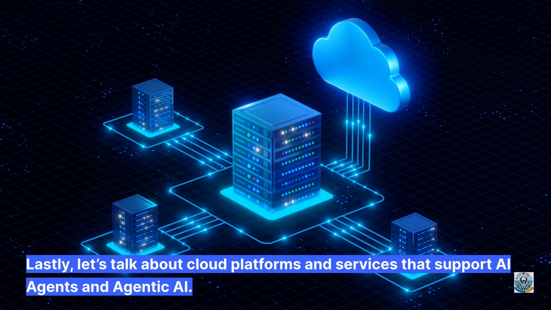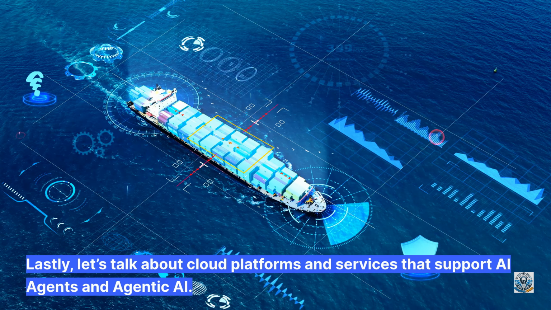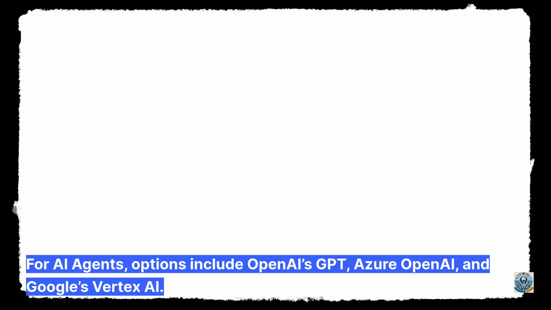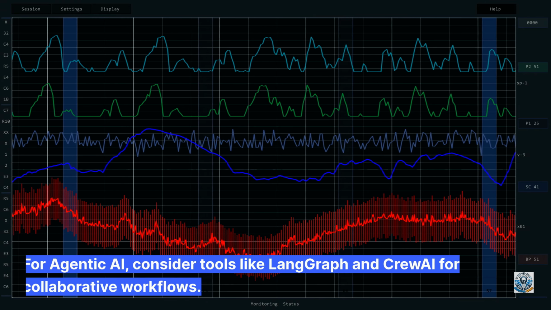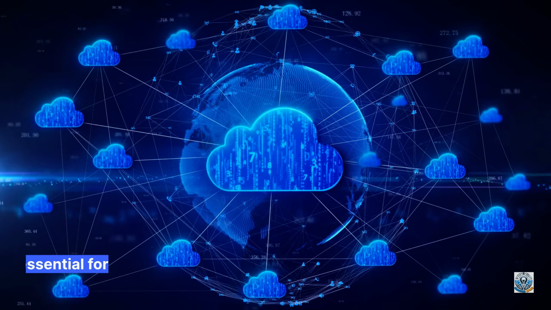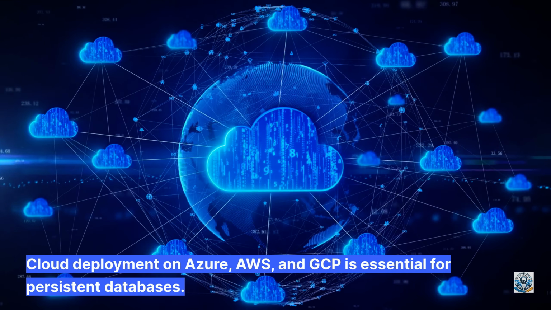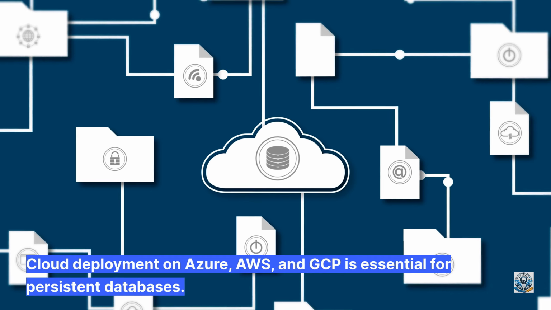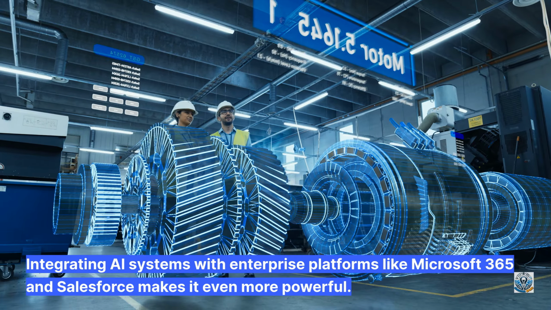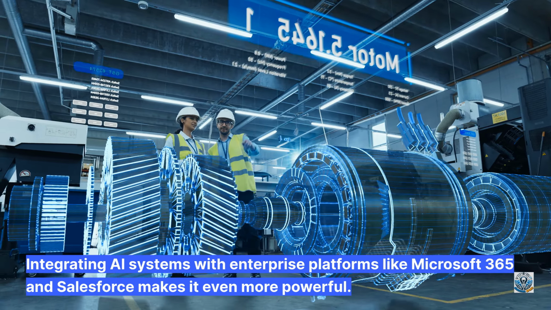Lastly, let's talk about cloud platforms and services that support AI agents and Agentic AI. For AI agents, options include OpenAI's GPT, Azure OpenAI, and Google's Vertex AI. You can also explore Anthropic's Claude and AWS Bedrock for robust AI solutions. For Agentic AI, consider tools like LangGraph and CrewAI for collaborative workflows. Cloud deployment on Azure, AWS, and GCP is essential for persistent databases. Integrating AI systems with enterprise platforms like Microsoft 365 and Salesforce makes it even more powerful.